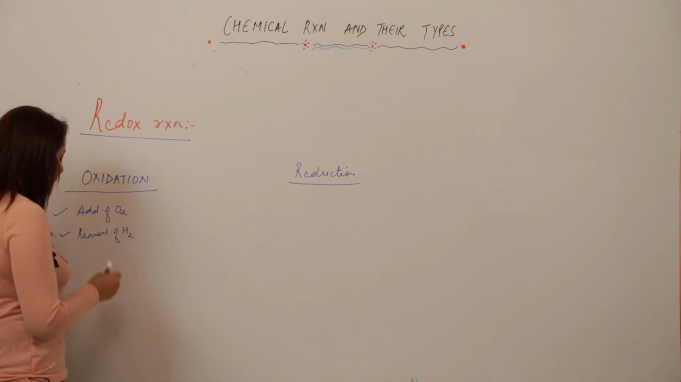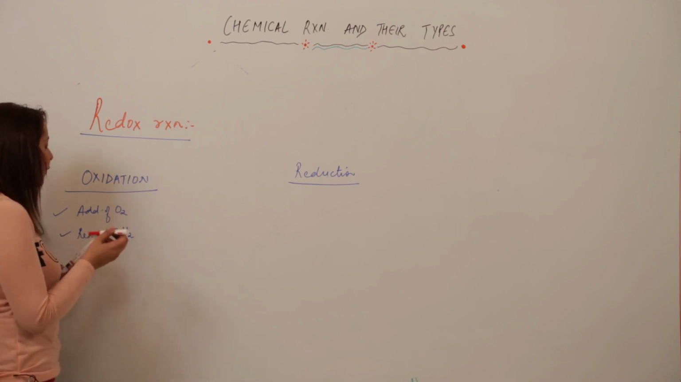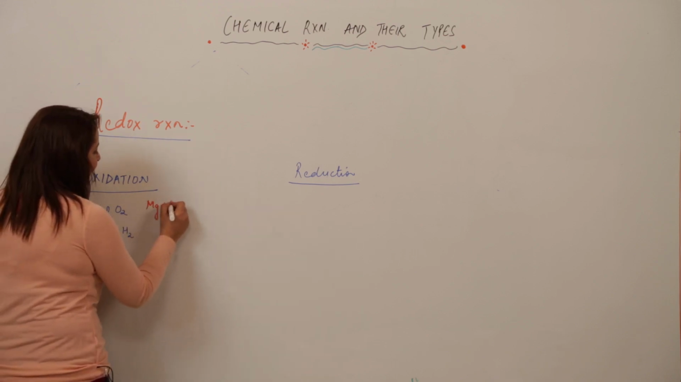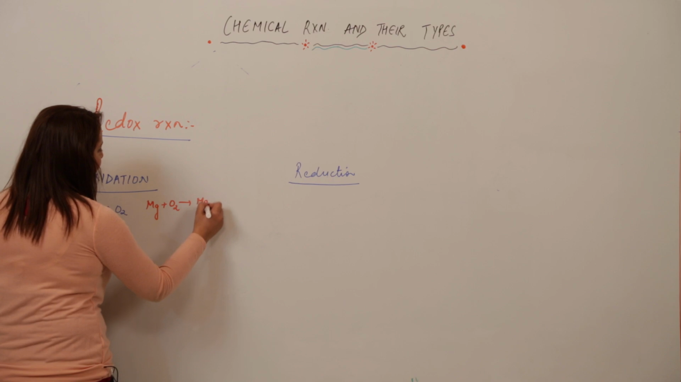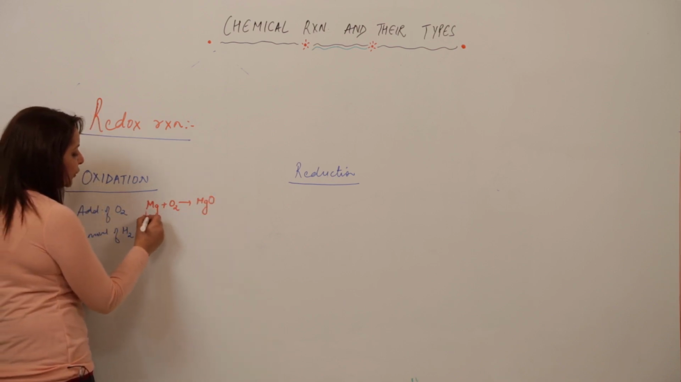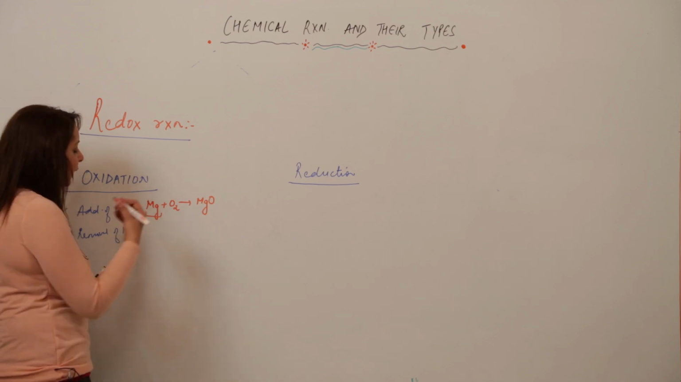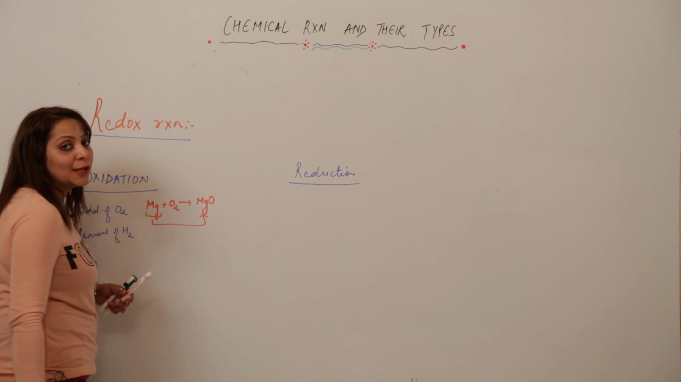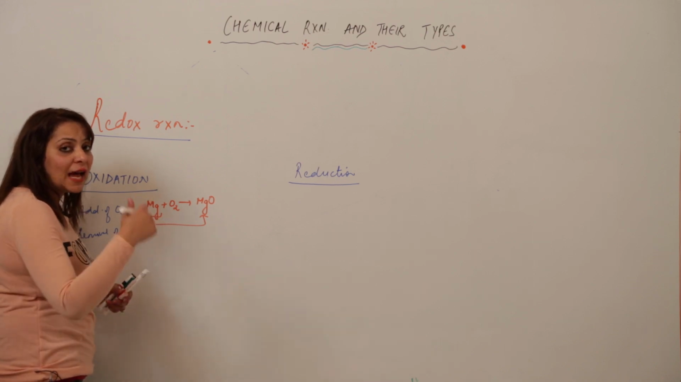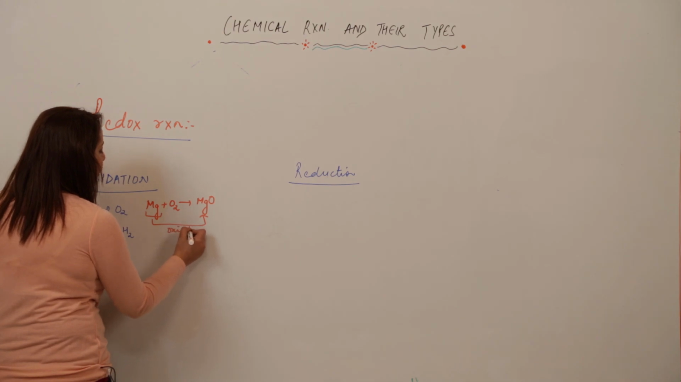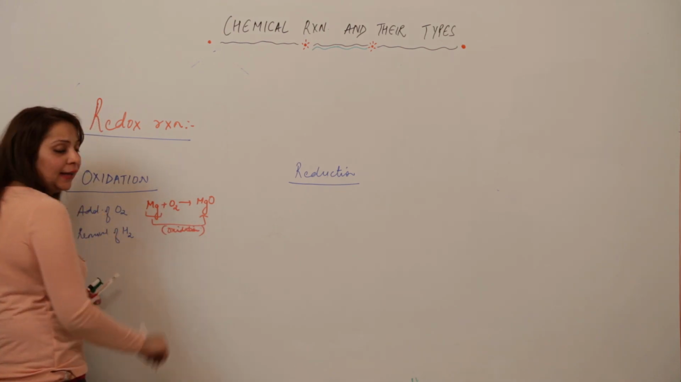See, I'll take an example to make it clear. Suppose I take magnesium, right? So I'm adding oxygen to magnesium, what will happen? It will form magnesium oxide. So just look, on the reactant side, magnesium was all alone. It does not contain oxygen, but on the product side oxygen is now attached to it. That means oxygen is added to it. So whenever the addition of oxygen takes place, it is called oxidation, right?